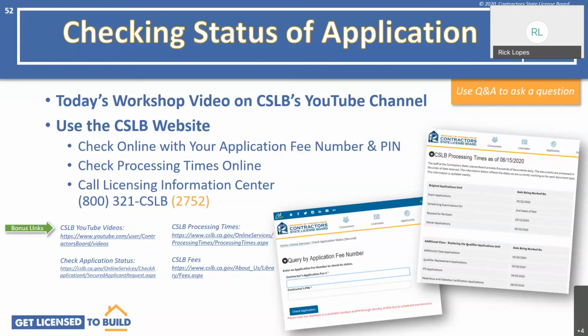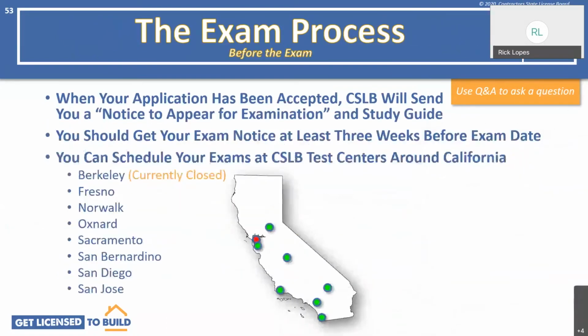Be sure to take extra time to get your application right so you won't have to have it sent back to you to correct it, and then have to start the whole process again. Now, when your application has been accepted, CSLB will send you a notice to appear for your examination and a study guide. You should get your exam notice at least 3 weeks before your exam date.